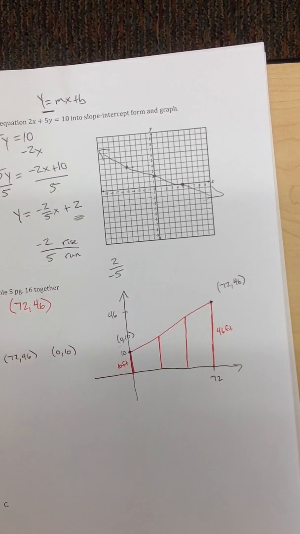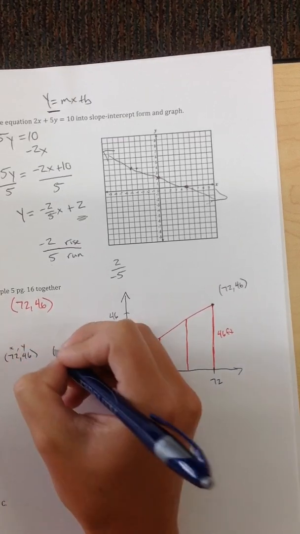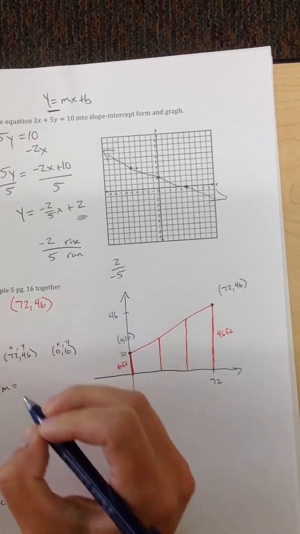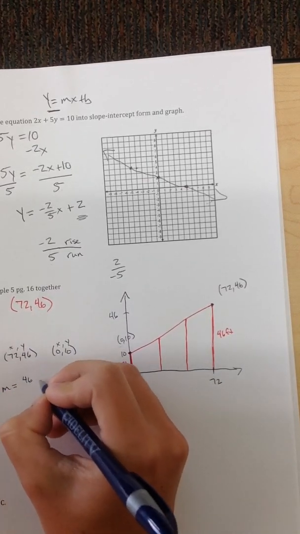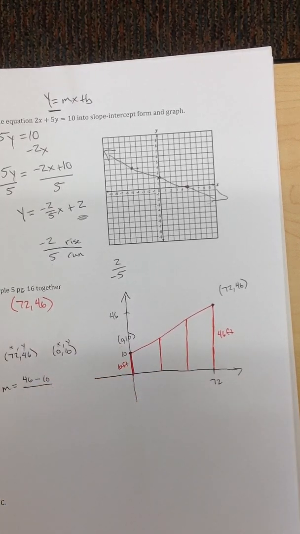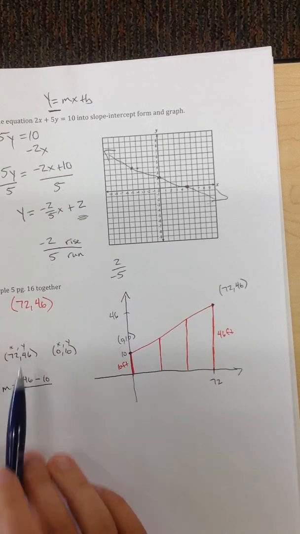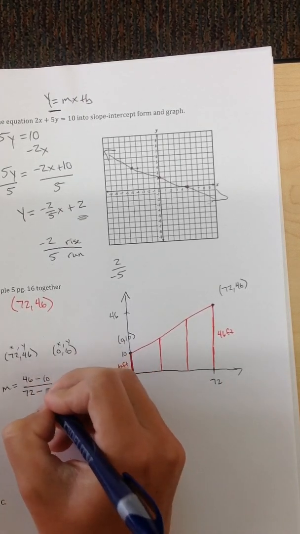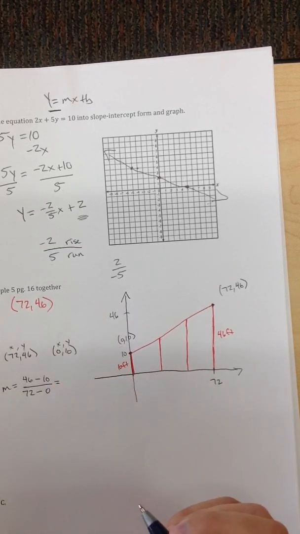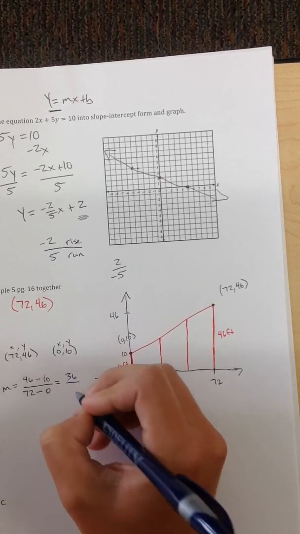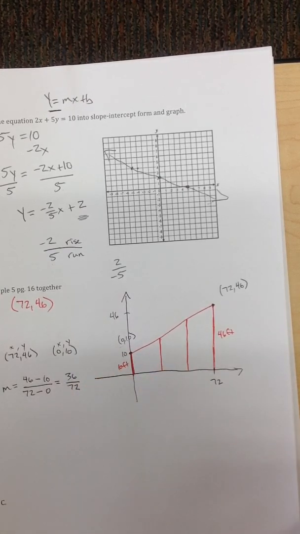So if we do, we got x and y, x and y. So if we do y minus y, so one y is 46, the other y is 10, over our x's. So if we chose 46 first, we would have to choose 72 first, minus our x and the other one is 0. So if I did 46 minus 10, I'd have 36. 72 minus 0 is 72.